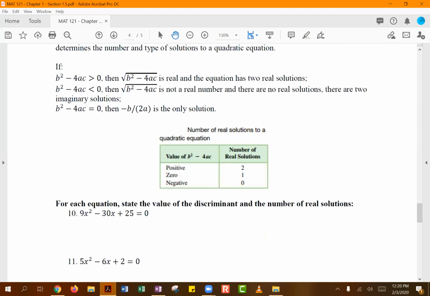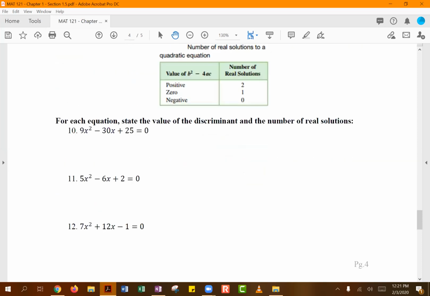So you can see this little table here. If the value inside the square root is positive, you will have 2 real solutions. If the value inside the square root is 0, you get 1 real solution. Now for negative, they are saying you have 0 real solutions, but technically this should be 2 imaginary solutions here. So if you want, you can just say 2 imaginary solutions. So we know they're not real numbers, but they are going to be imaginary numbers.